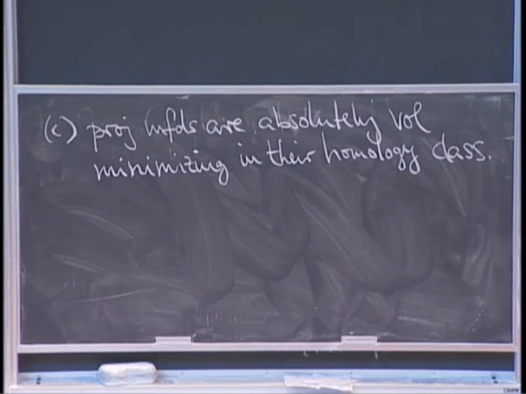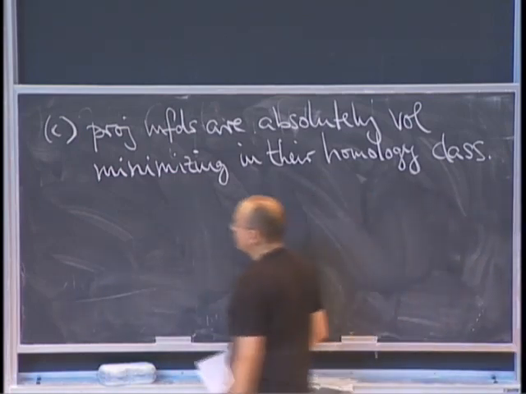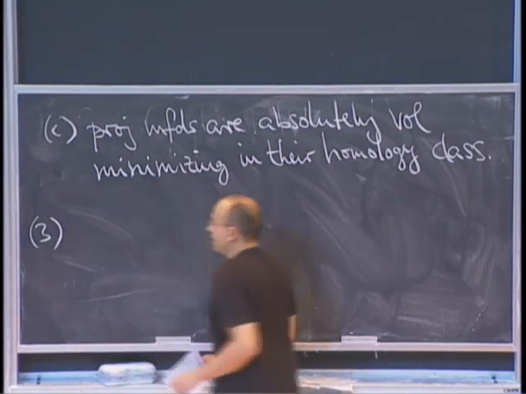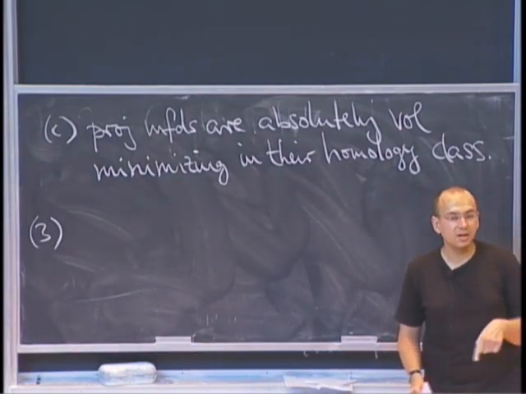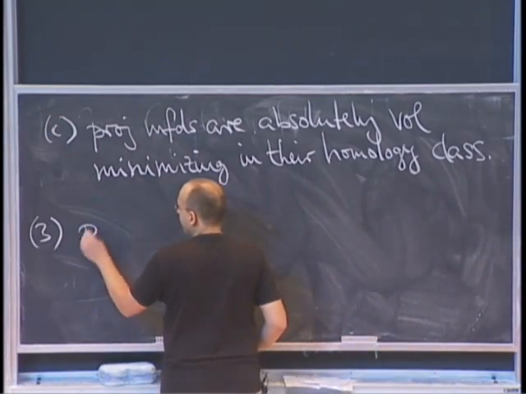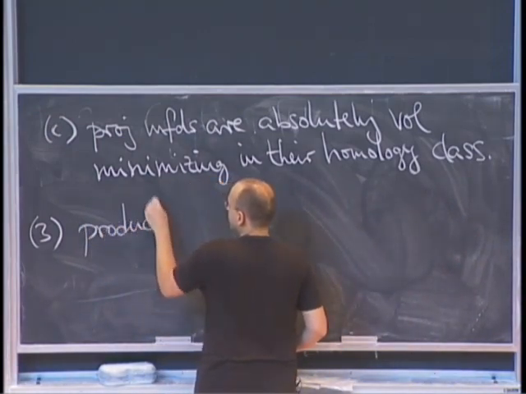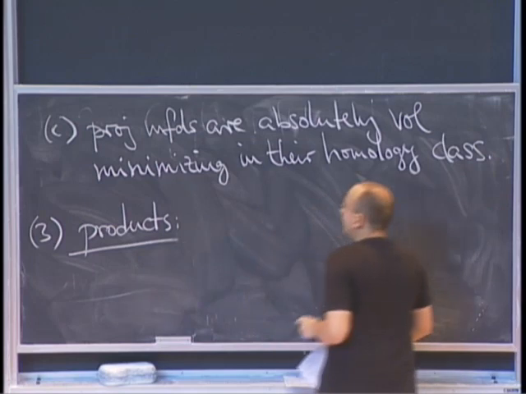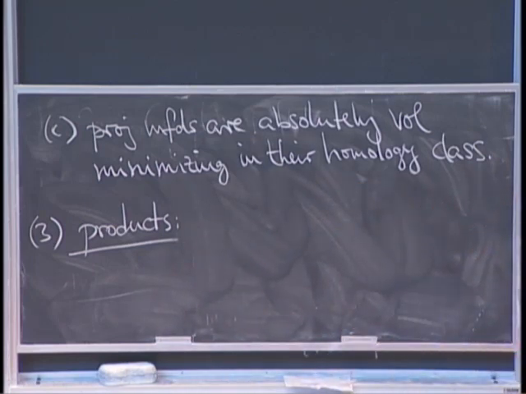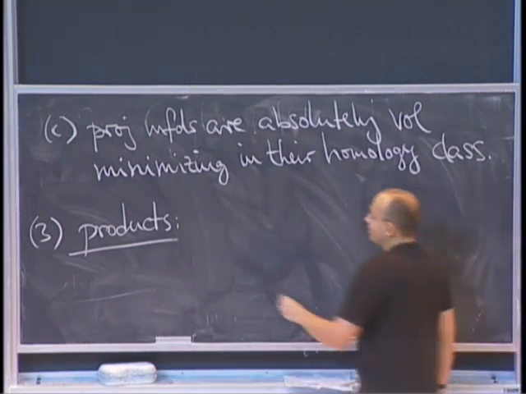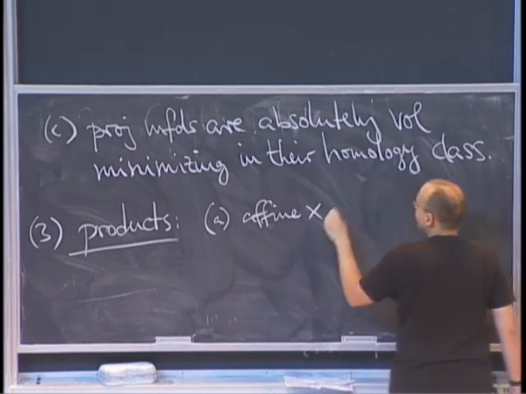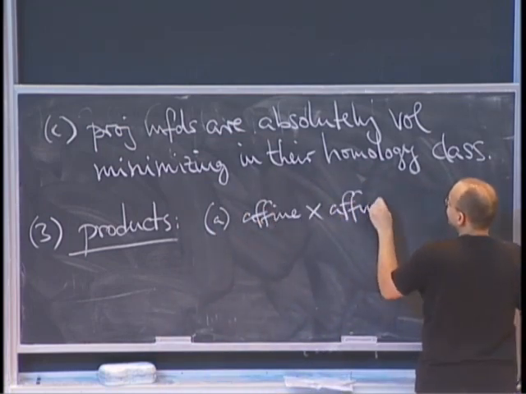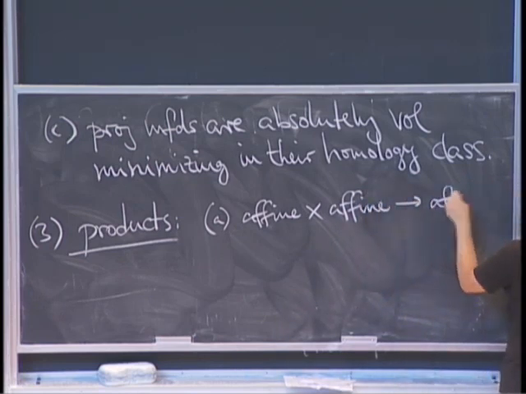So that's affine manifolds and projective manifolds. The third class of examples is kind of lame. I can always take products of complex manifolds that I already know. Affine cross affine is affine. So there's nothing there. That's clear. That doesn't give me anything new.